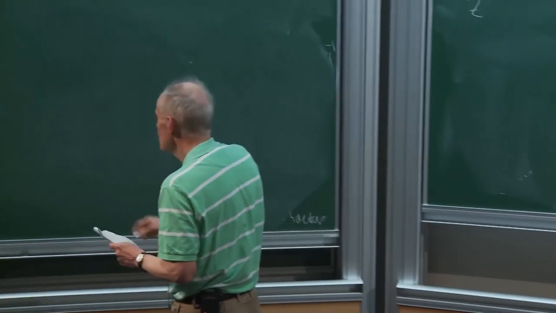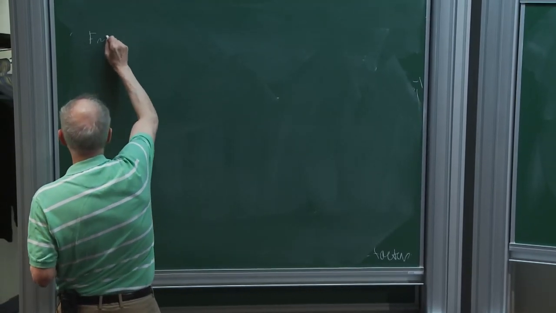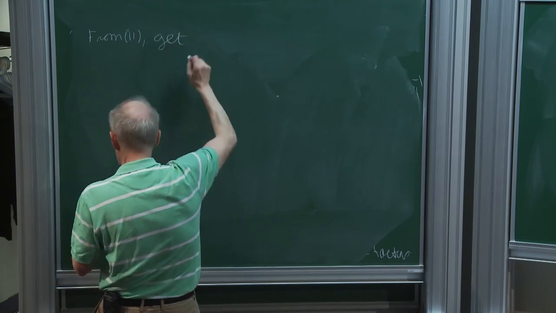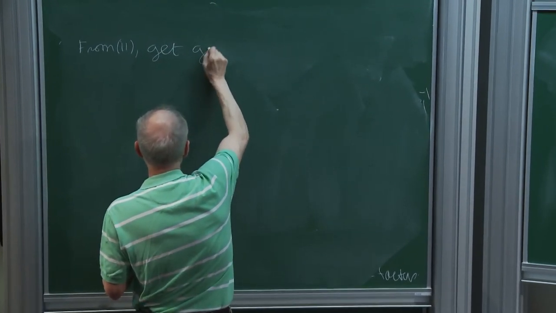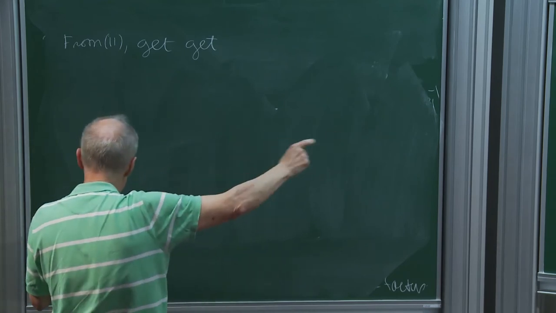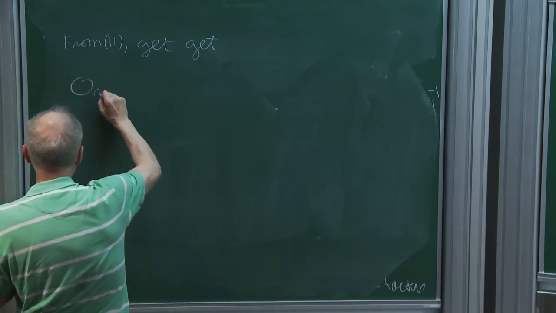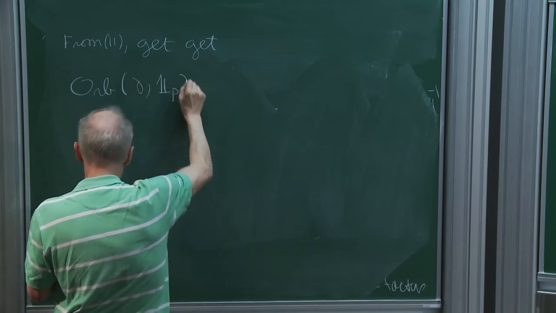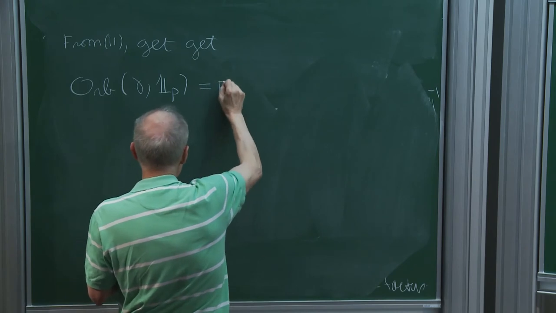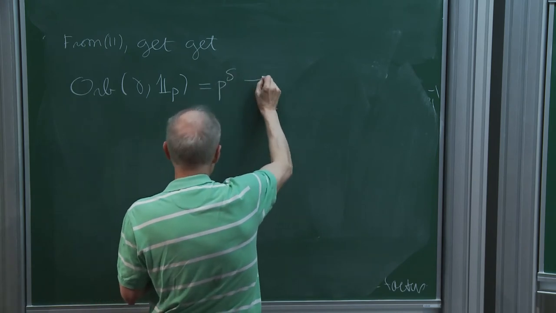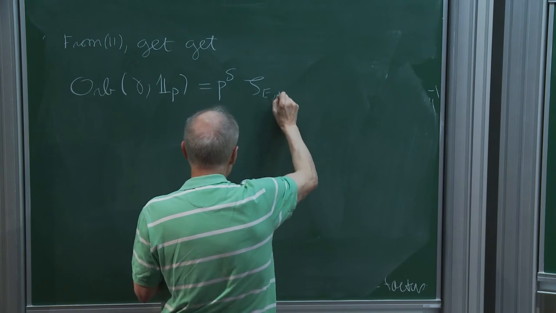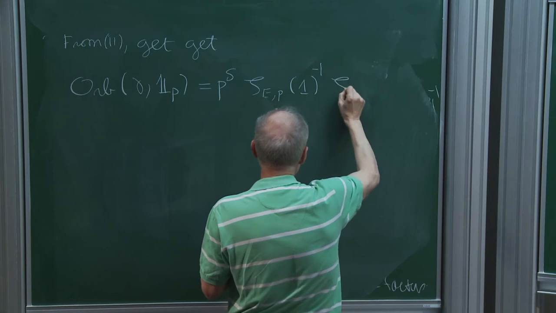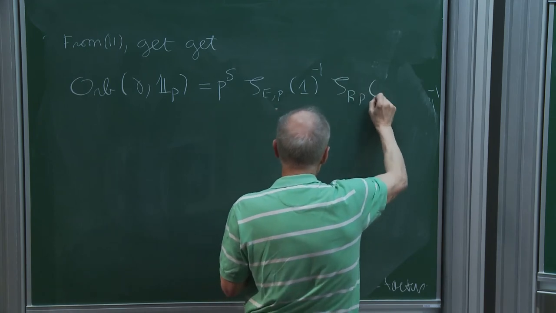So from 2, I'm just rewriting basically that relation 2 in terms of the original Euler factor. So the orbital integral of gamma at p is equal to p to the delta times zeta_E,p of 1 to the minus 1 zeta_R,p of 1.